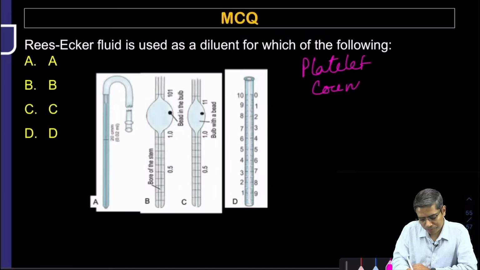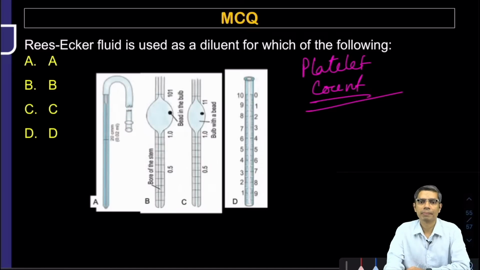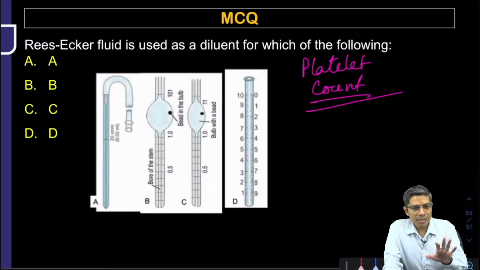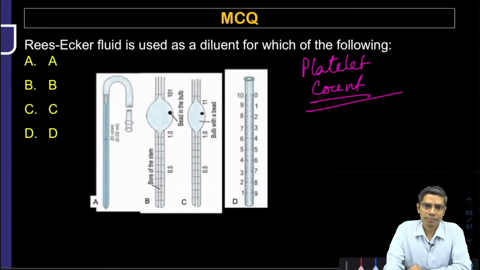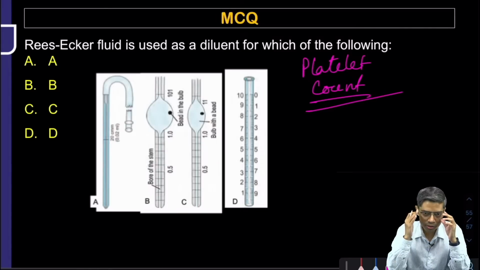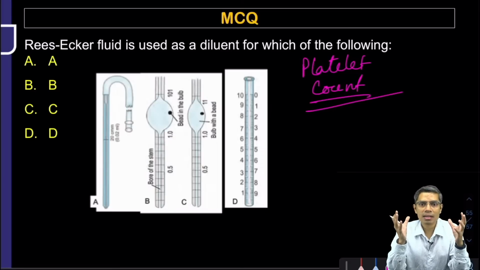platelet count. It may be a new question to you, but it has already been asked in INI-CET. Rees-Ecker fluid is used for platelet count, and the platelet number normally is 1.5 to 4 lakh. So, whenever you want to count a huge number of cells, then you require a large pipette. So, in your MBBS life, first year practical hematology, RBC pipette, WBC pipette.